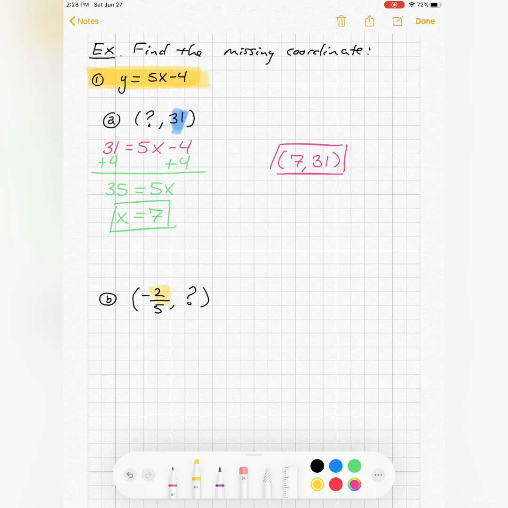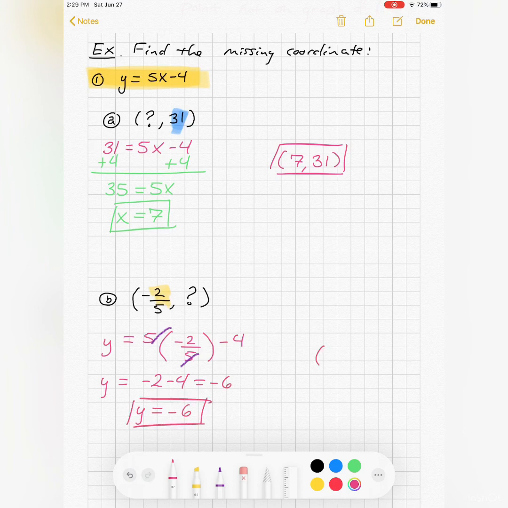Here we're interested in the same equation. We know the x. So we're solving this time for y. Okay, so the y is -6. So the point on that line would be -2/5, -6.